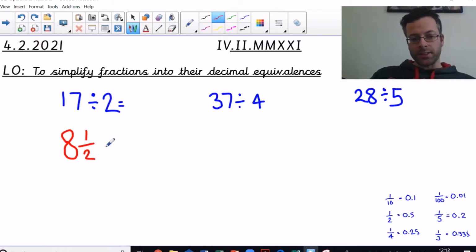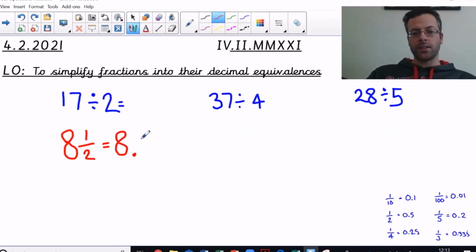Now what I want you to do today is simplify that further so it's a decimal. So the whole number is never going to change, that is still going to be 8. But this half is equivalent to 0.5. So my answer is going to be 8.5.